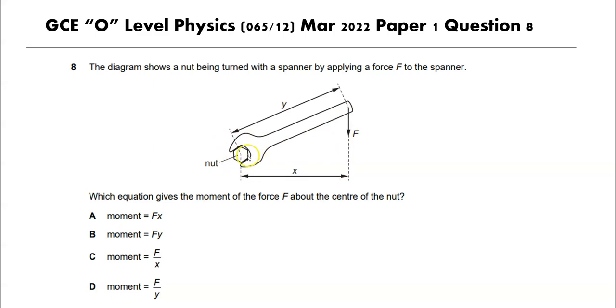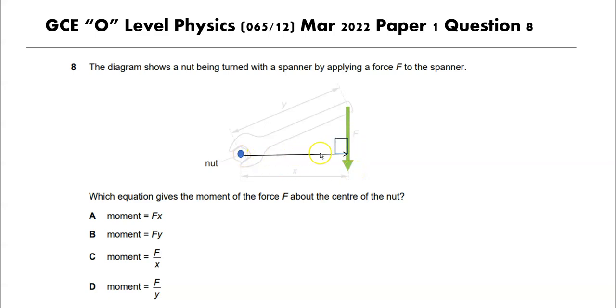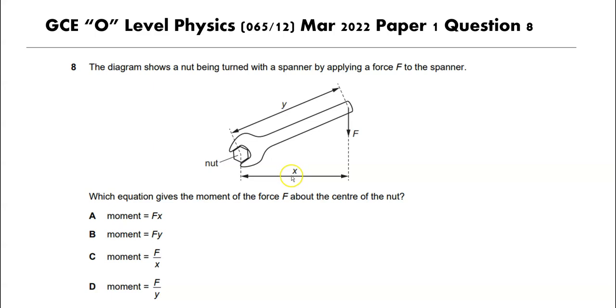As we have learned, we start with the pivot, which we are told is the center of the nut. The direction of the force is perpendicularly downwards. So from the pivot, we draw a perpendicular distance to the line of action of the force. So that tells us that x is the perpendicular distance. Hence the answer is Fx, that is A.